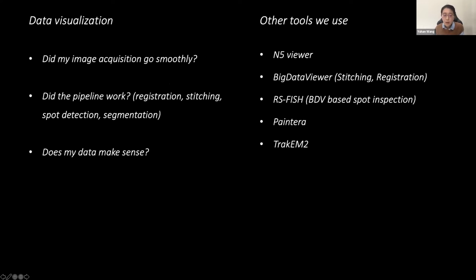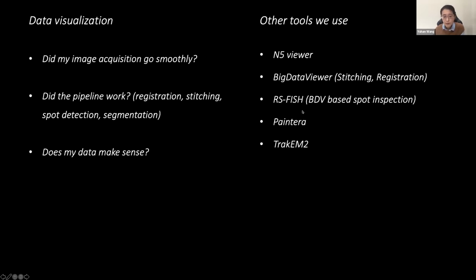Lastly, we also want to know whether the data makes sense, whether we detect the genes in the areas where they are supposed to be expressed, and whether there are any false positive or negative detections. I also want to say that we use a lot of other tools. I have to say that we are heavily dependent on the Fiji community, where we use the N5 viewers a lot of the time, and also BigDataViewer.